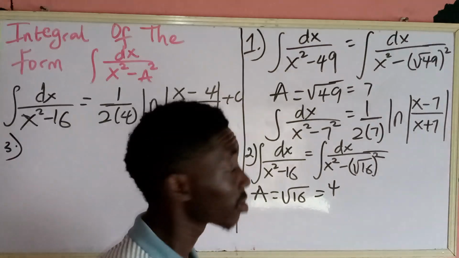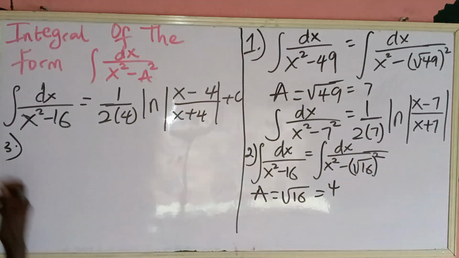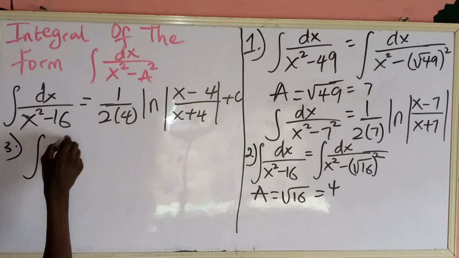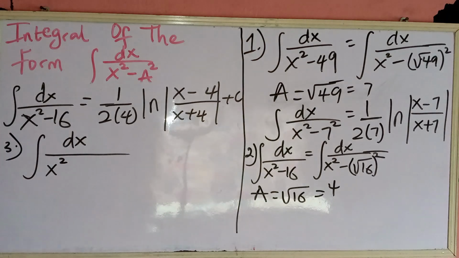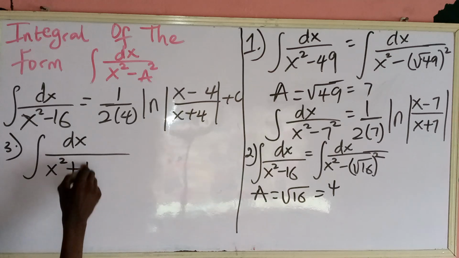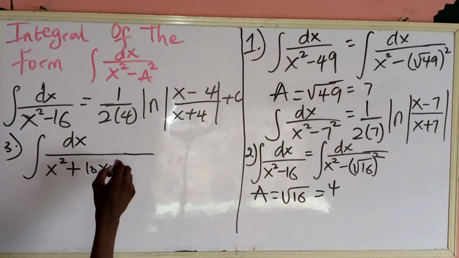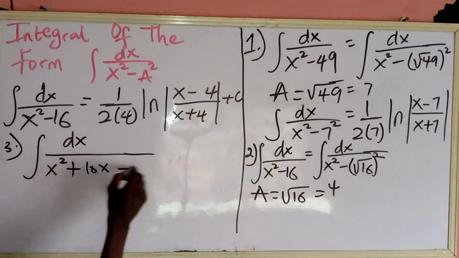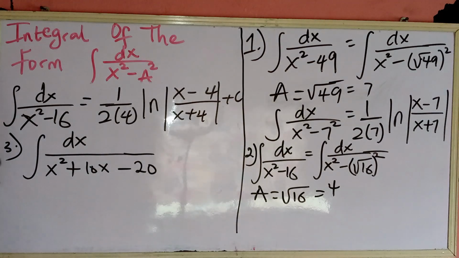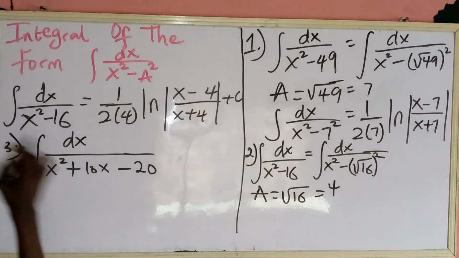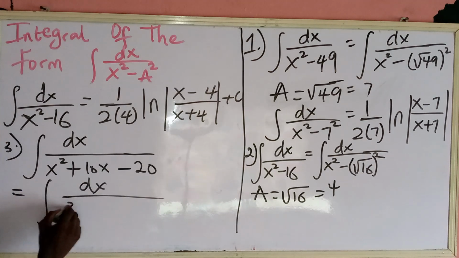The third example I'll be doing will be a quadratic expression that leads to this exact form. So in that case, if I have dx over x squared plus 10x minus 20, what should be here? So this leads to dx over x squared.